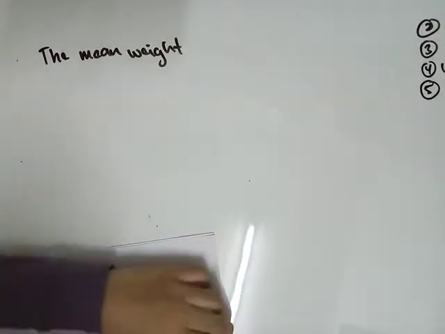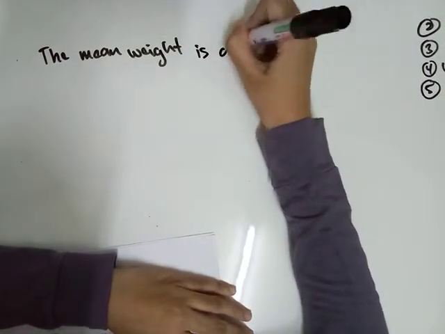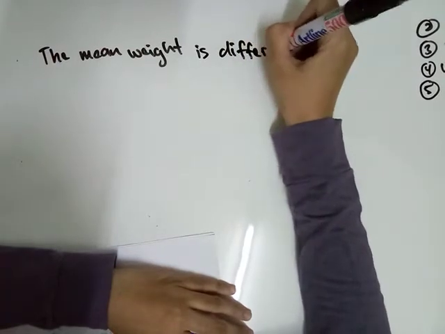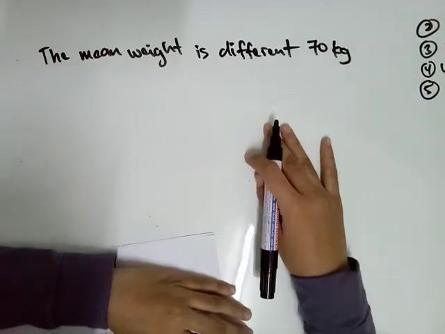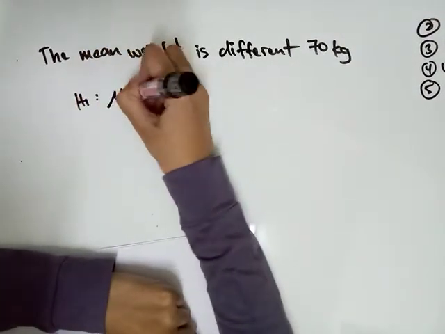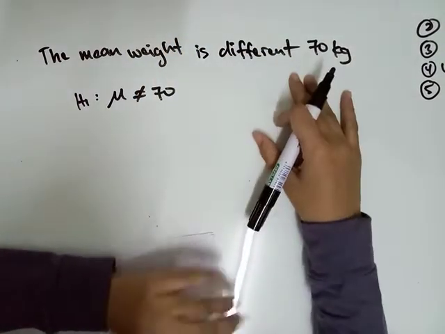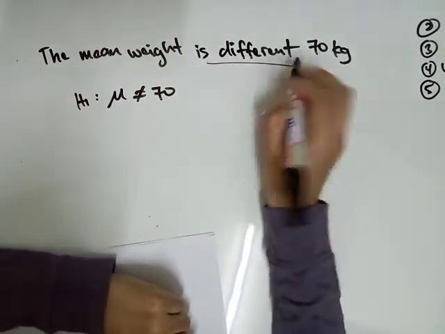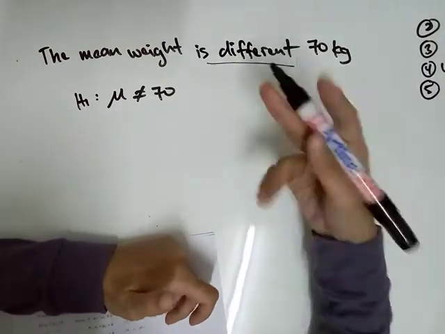If we want to test for one population, for example the mean weight is different from 70 kg, we let H1: mean not equal 70. This is for one population. It gives the hint "different" here. Mean not equal 70. What about for two populations?